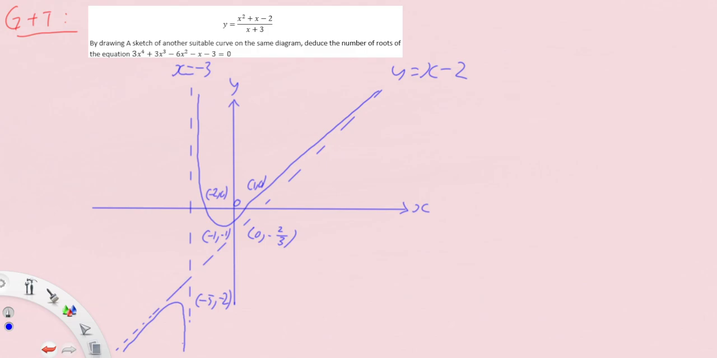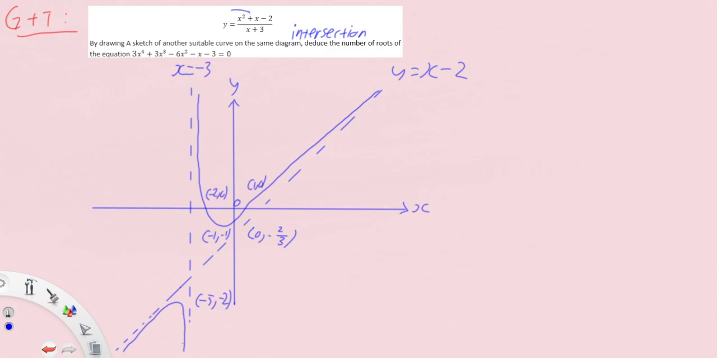So because it's quite guided, they tell you to sketch another graph and then deduce the root, which is likely an intersection type of question. So basically you have to find the equation of the second curve or second graph you need to sketch on the same diagram, and then deduce the number of roots, aka deduce the number of intersections between the two graphs that you have drawn. So it's actually quite simple, right?